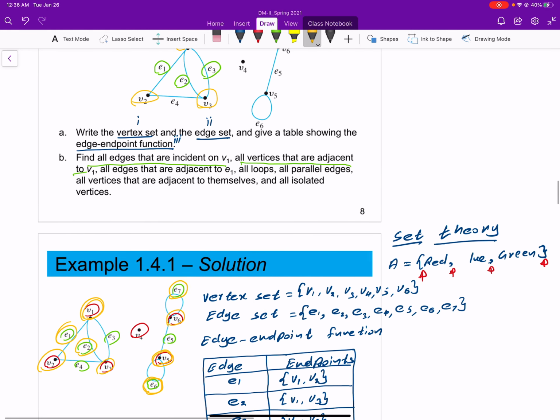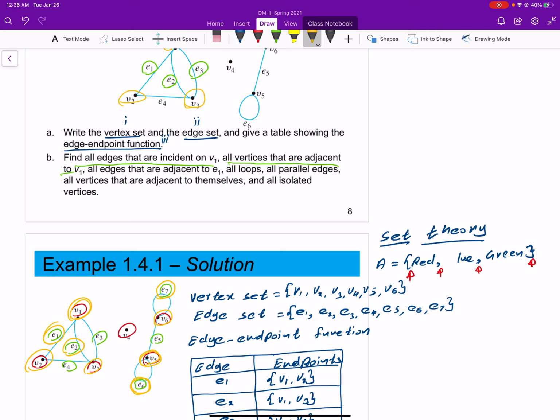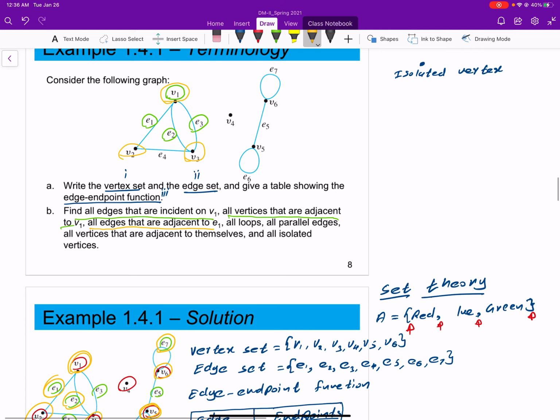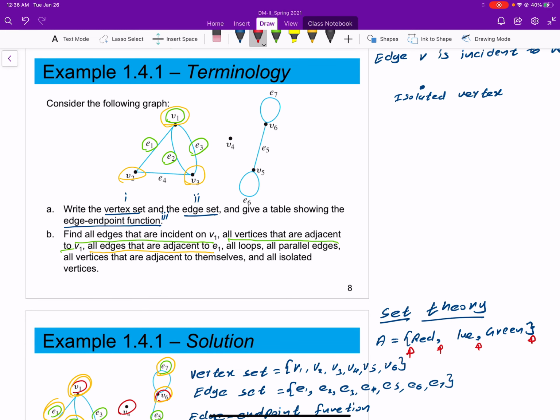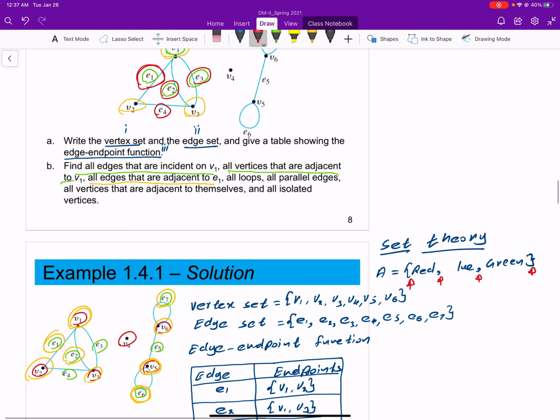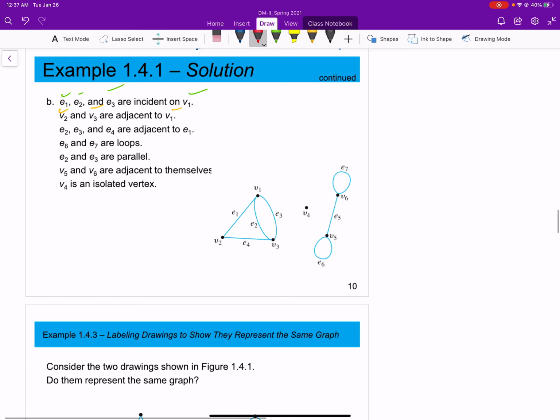Okay, the next part. All edges that are adjacent to E1. Get E1, which is right here. So what are the edges connecting to this edge? This edge is connecting to that edge, that edge also connecting to this. So there are three edges, which are E2, E3, E4. E2, E3, E4. All right.